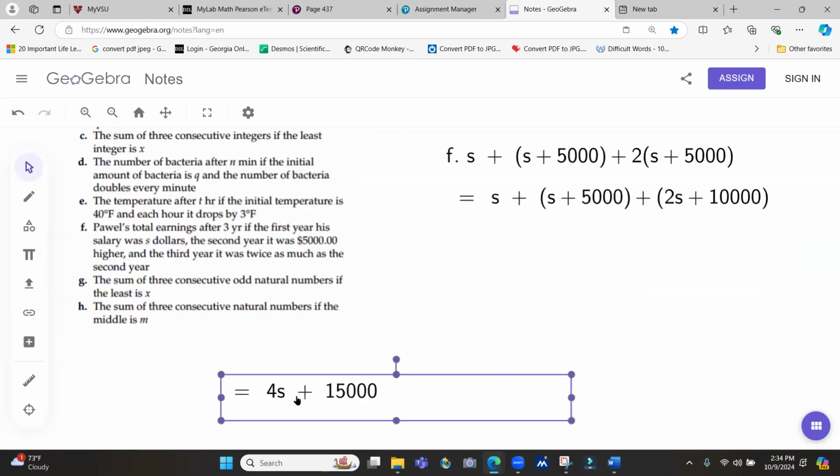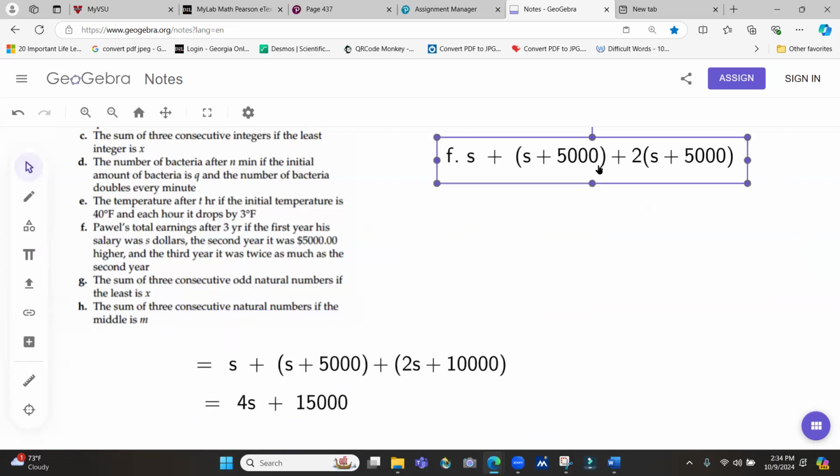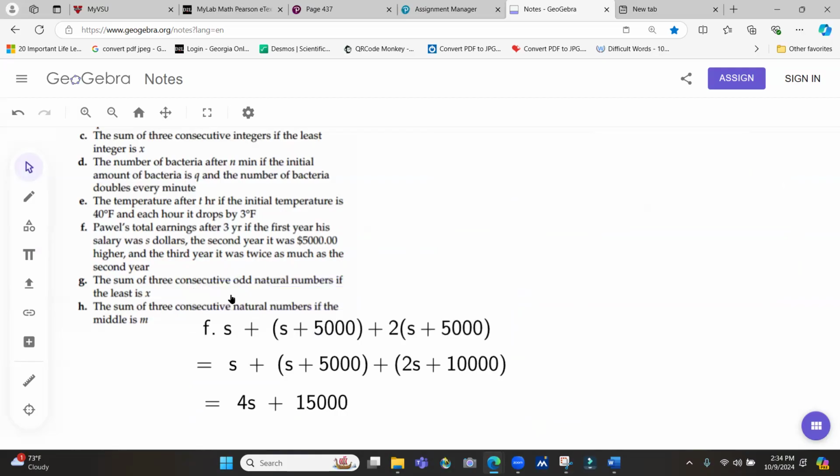Okay, let's do G. I'm going to put this here. Let's do G. The sum of 3 consecutive odd natural numbers. Okay, all natural numbers are 1, 2, 3, 4, 5. Odd ones are 1, 3, 5, 7. What do you see, guys? They go up by 2. They don't go up by 1 like integers. They go up by 2. So that's something you want to understand.